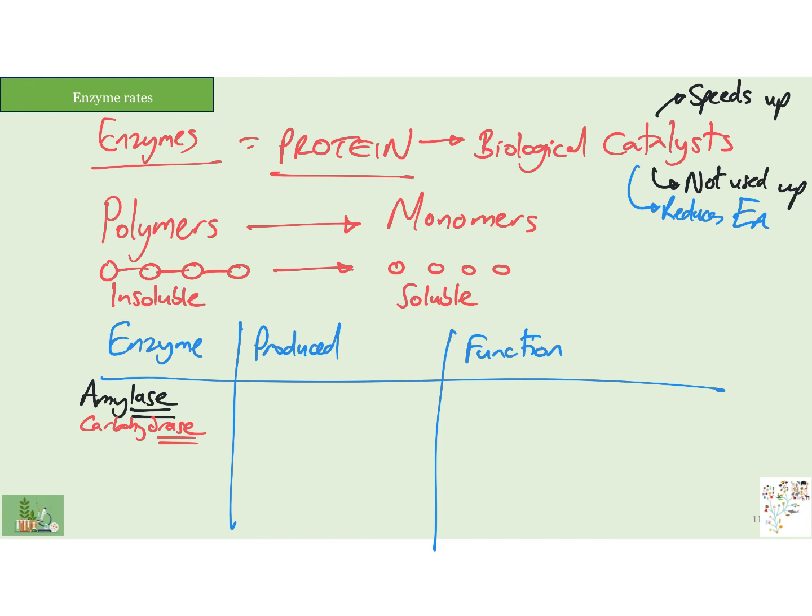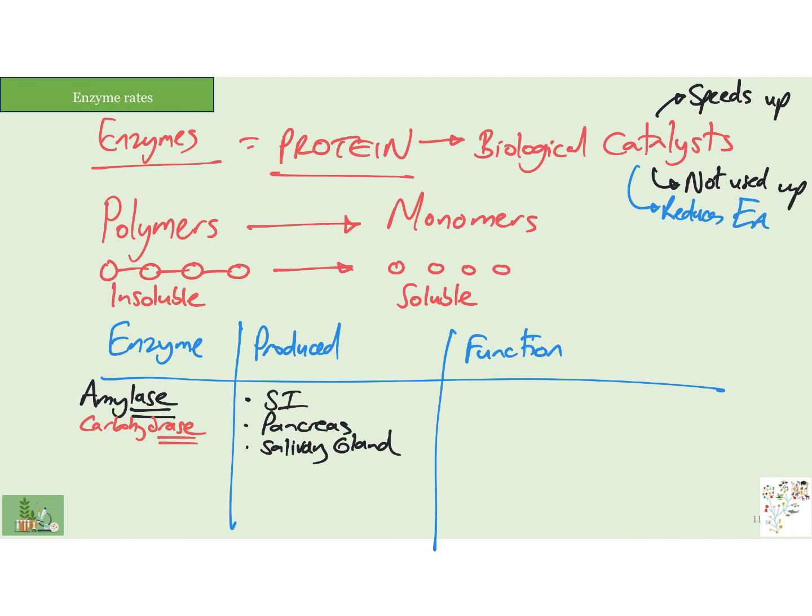Amylase is produced in 3 places. As I've already said, all digestive enzymes are produced in my small intestine, so it's produced in my small intestine. All digestive enzymes are produced in my pancreas, so it's produced in my pancreas. And this one, as we said earlier, is also produced in your salivary gland.